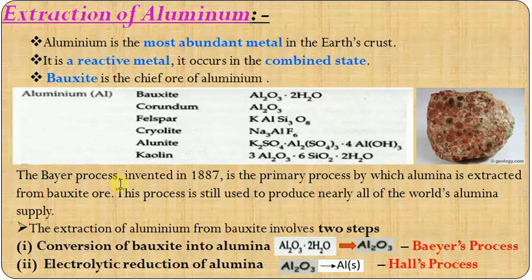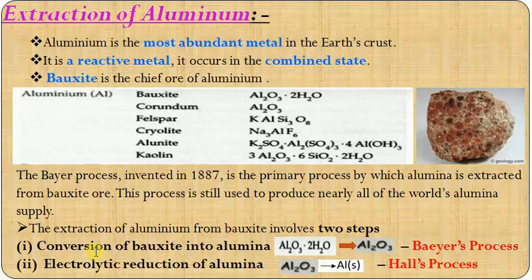The process is called Bayer's process. The scientist who invented this process is Baeyer. He invented it in 1887. The primary objective of this process is to convert the bauxite ore into alumina. So what is alumina? Aluminium oxide. So we are going to convert this Al2O3.2H2O to aluminium oxide Al2O3. So this process is used to produce the world requirement of alumina. So far, till date, it is used. It's a very successful process.